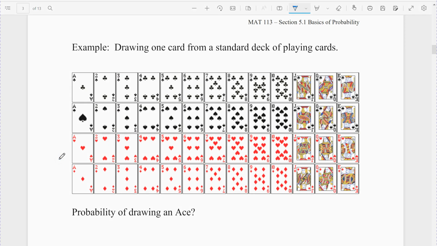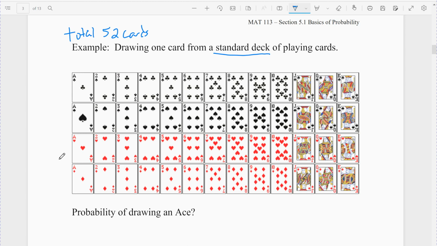The next common example of basics of probability that we're going to look at is drawing from a standard deck of cards. If you've never played cards or seen a deck of cards, a standard deck means there's no joker. In this class, we always use a standard deck, so there will always be a total of 52 cards.